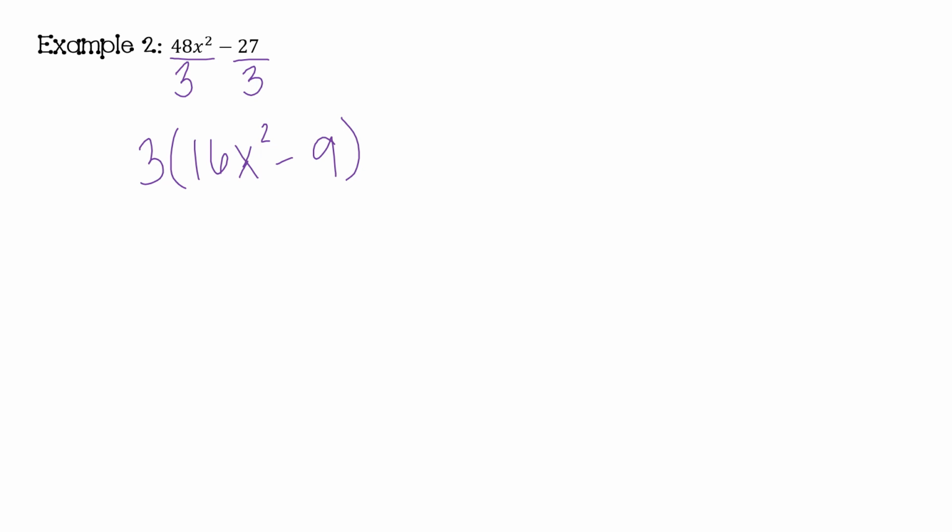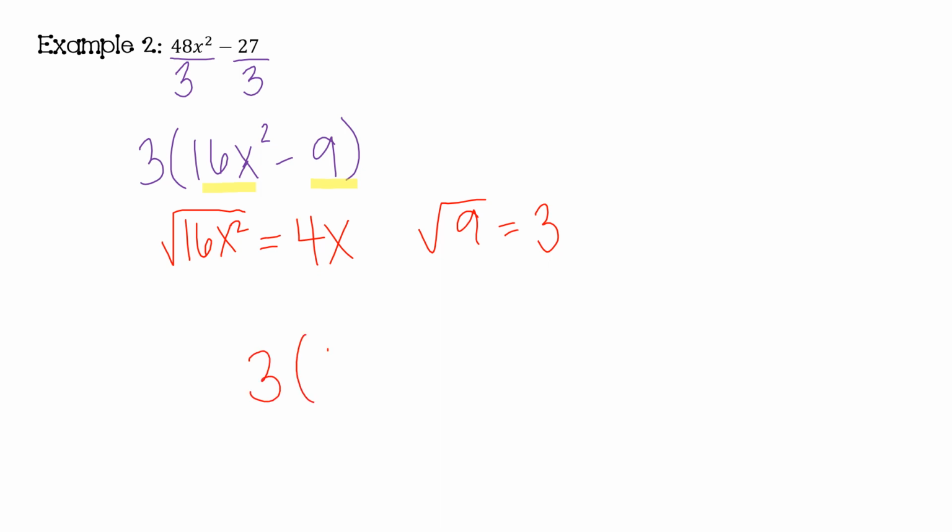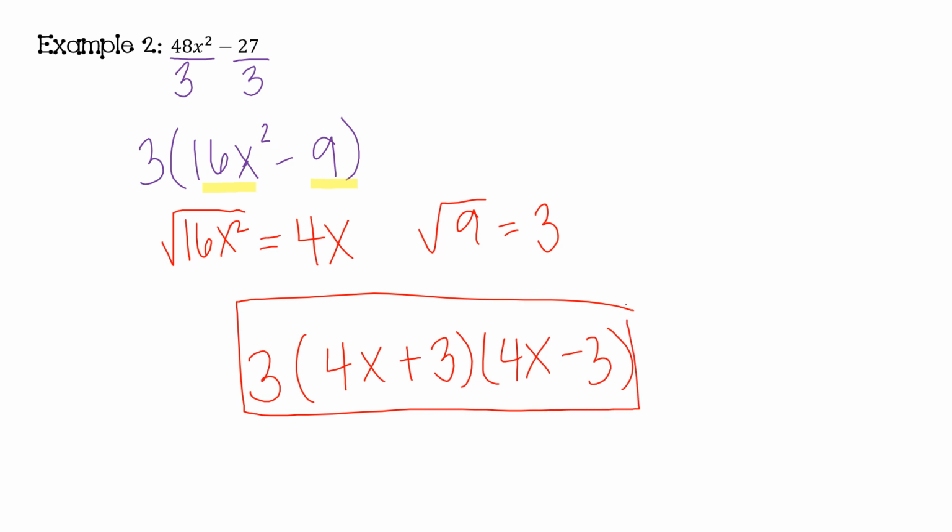And now this is a perfect square and 9 is a perfect square. So I can take the square root of both of those terms and that will give me what's going to go into the parentheses. So 16x squared, the square root of that would be 4x, and the square root of 9 is 3. So my final answer is going to be 3 in front, and then 4x plus 3, 4x minus 3. And that's my factored form.